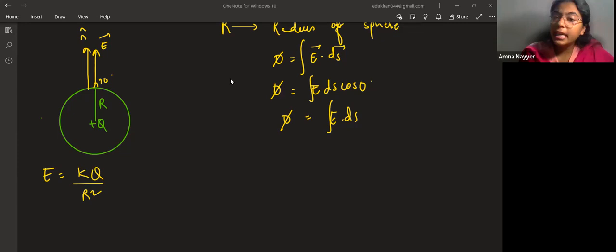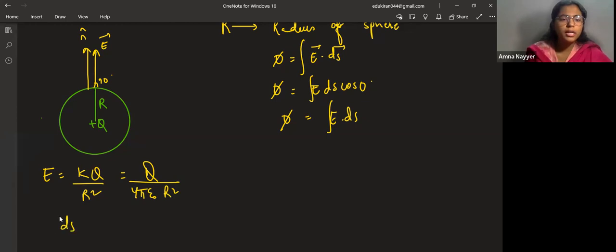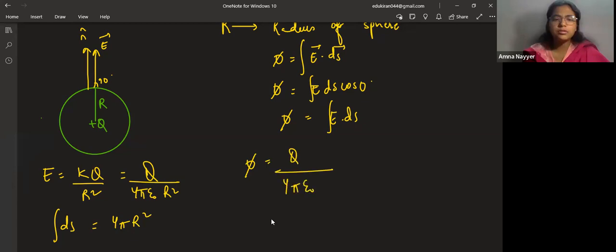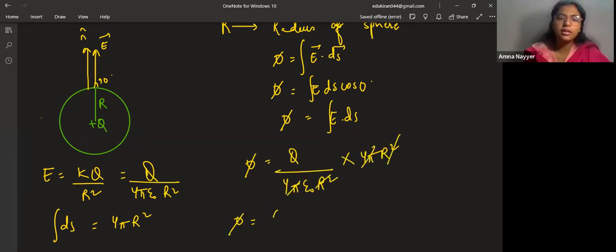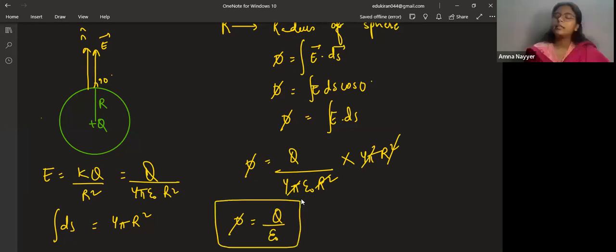Now the surface integral of ds. Just now I have told you, you will just take the constant out, and let me write it as 1 over 4 pi epsilon naught R squared. This is the electric field. What is the integral of ds? That is 4 pi r squared. Can we just put in the values? See what will be the flux. Electric field is Q by 4 pi epsilon naught r squared. What is flux? Electric flux is Q by epsilon naught. This is the answer to this question, right, class?